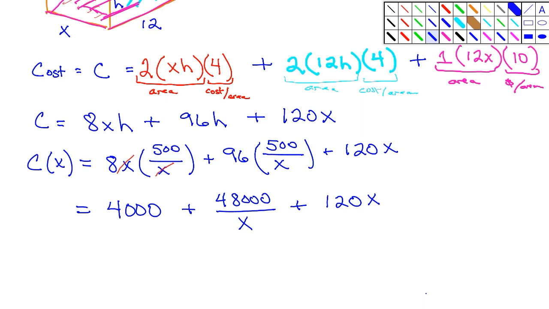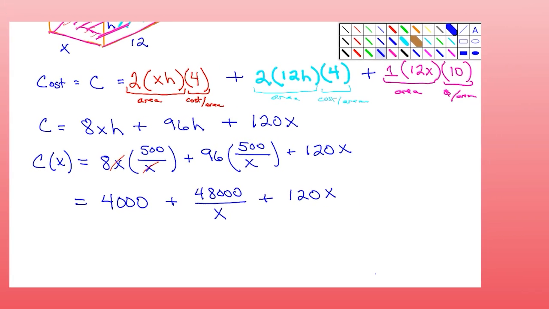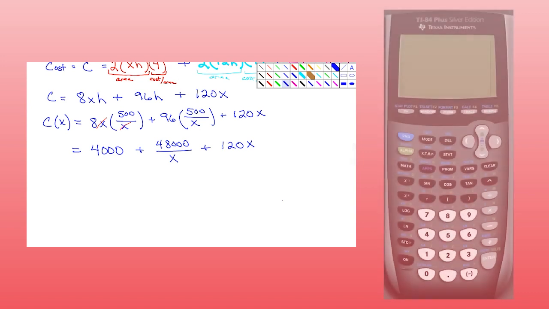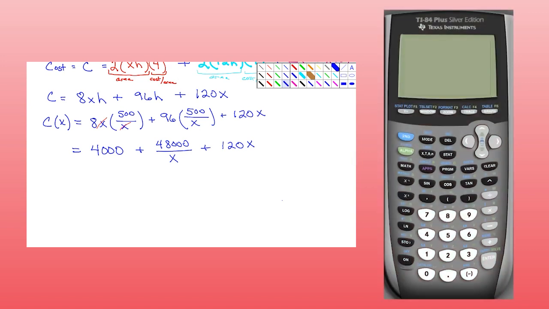Well, this is a rational function. It's not a quadratic, so we can't use the trick that we did before. And part of this course is learning how to solve problems like this. But we don't know how to do it using calculus yet. But we will. That comes in chapter 3. So what we're going to do instead for now is we're just going to use the graphing calculator. And so I'm going to go ahead and graph this on the graphing calculator.